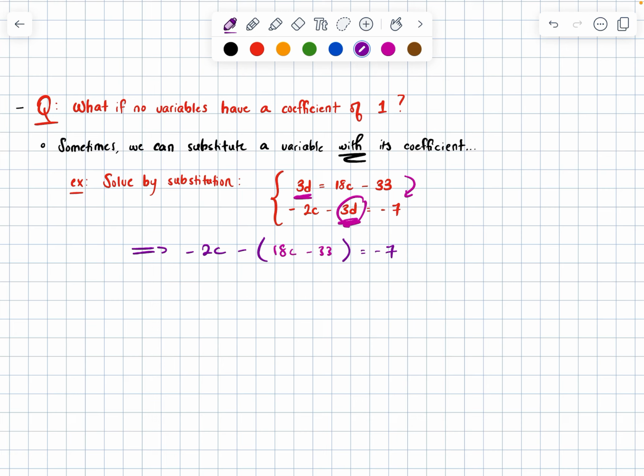If you haven't already gotten this far, pause the video, take 2 minutes, solve for c, and then use that value of c to find d. Go!